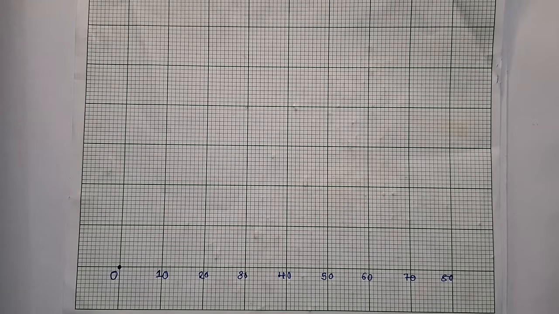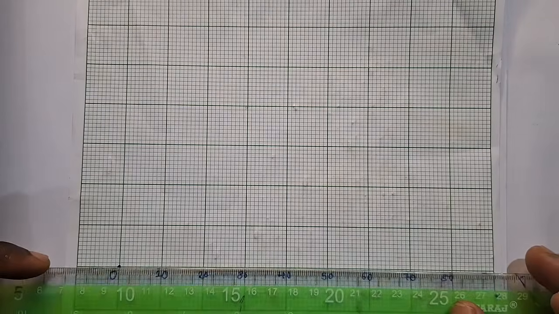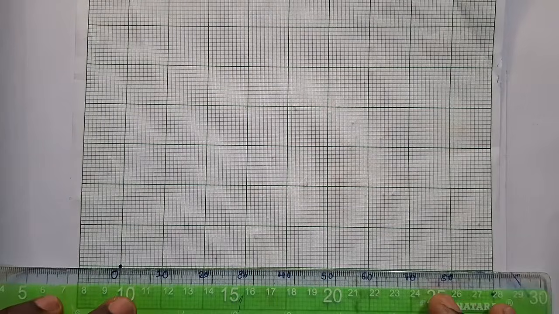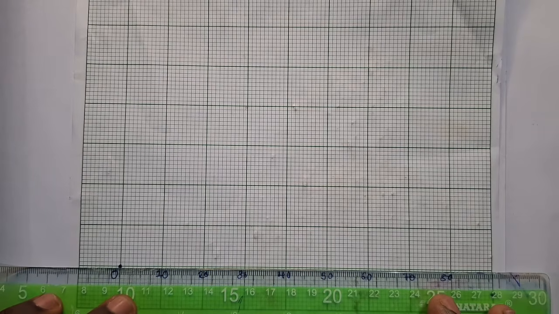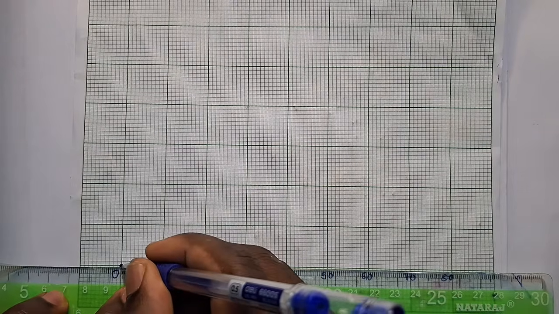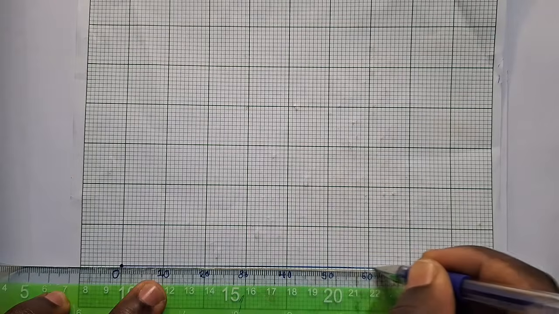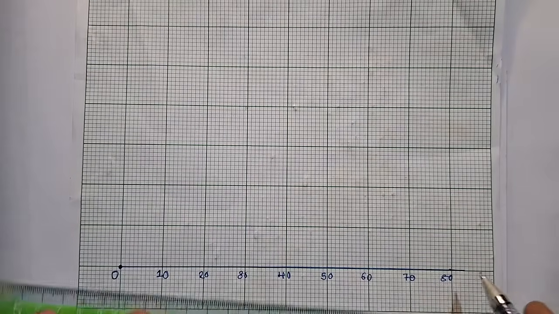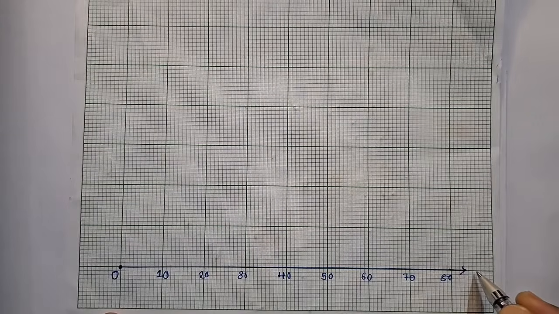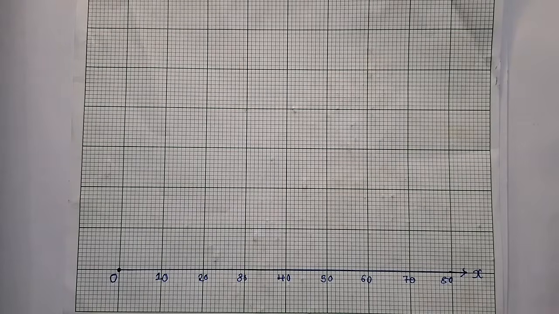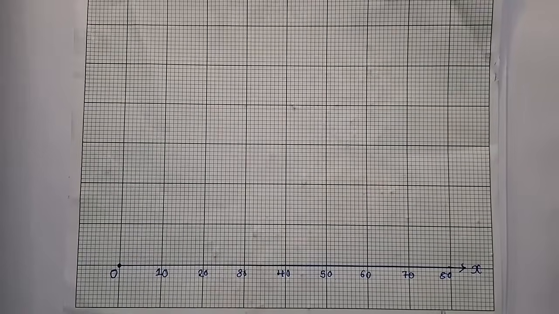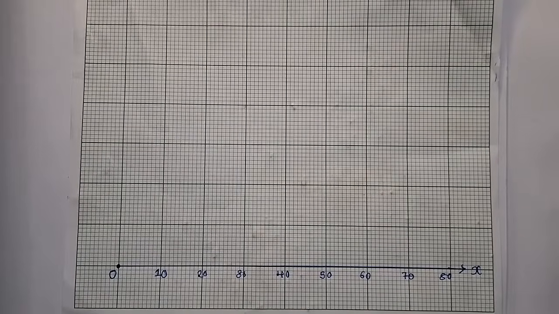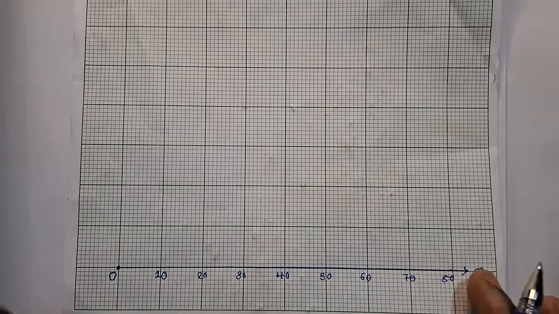You can now get your ruler. Put it right here like this. You draw your x-axis, and it should be neat. Make sure that your work is neat. And all this, remember, you're supposed to use a pencil. Don't use a pen. It's supposed to be a pencil. I'm using a pen so that you can understand how this is done.